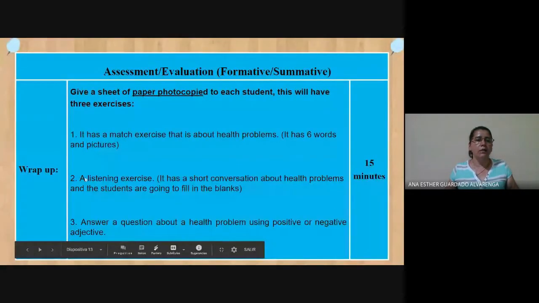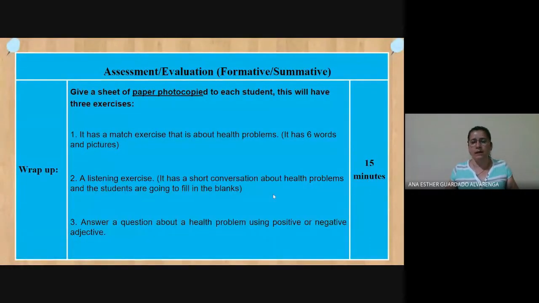For this wrap up, we have 15 minutes. In this case, after the teacher checks the exercise, she is going to see if she achieved the 3 objectives she had for the lesson plan. And also, if it is necessary, she is going to give feedback about the topic.